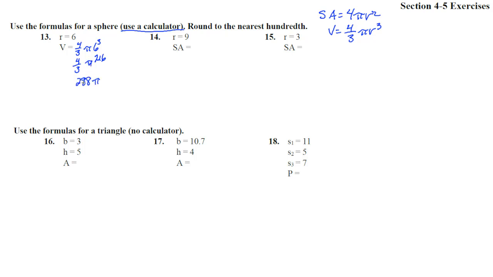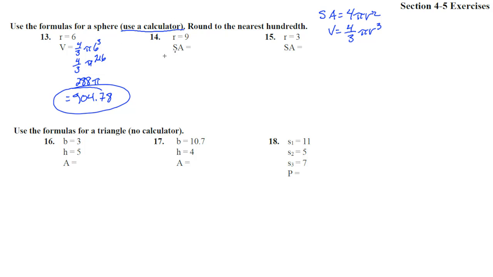And then we have to stick that in. So 288 times pi, and we get 904.7786, and so on. We're rounding to the nearest hundredth, so 0.778 would make it 0.78. There we go.